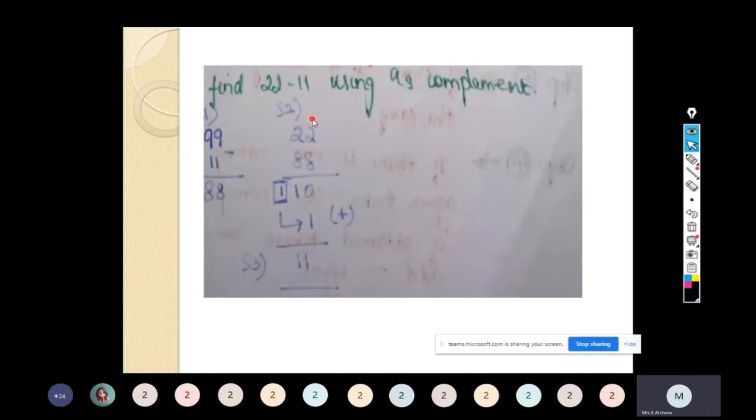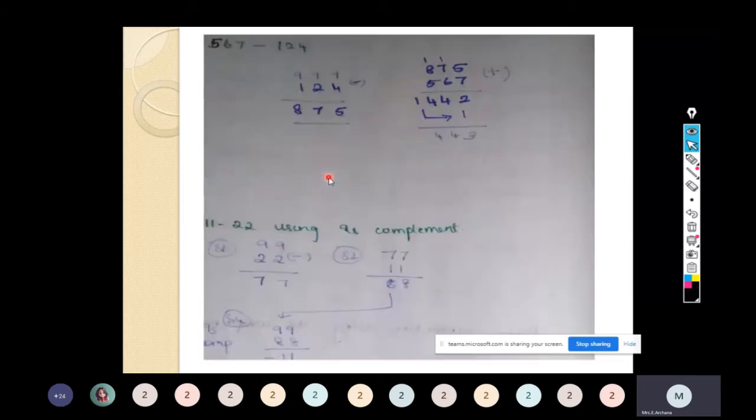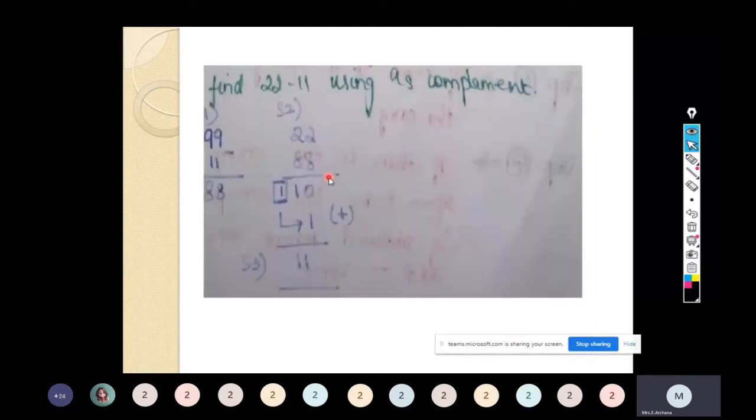If for the same problem we subtract a smaller number minus bigger number, obviously we will get a negative sign. There will be no carry. If there is no carry, once again we have to take the complement and put a negative sign for the result. That will be the logic, right? Yes, see here, the same problem. 22 minus 11 using 9's complement, we get 11 as the answer.